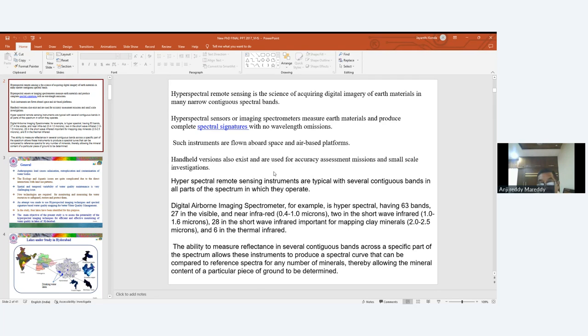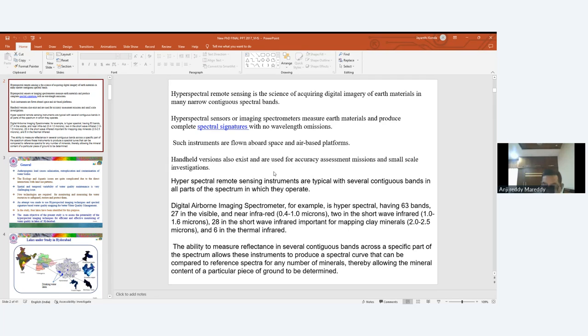The ability to measure reflectance in several contiguous bands across a specific part of the spectrum allows these instruments to produce a spectral curve that can be compared to reference spectra. This is where we should always concentrate. The reference spectra means the library of spectral reflectance curves in the hyperspectral region of the electromagnetic spectrum, which is very much useful not only for environmental applications but also for geological and mineralogical applications. Sometimes we can even use hyperspectral remote sensing to identify a particular mineral.